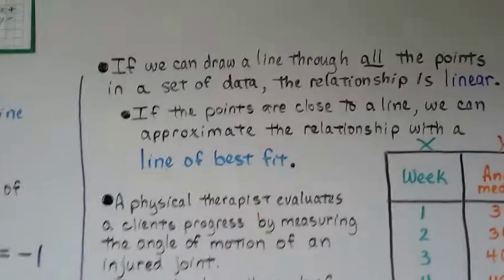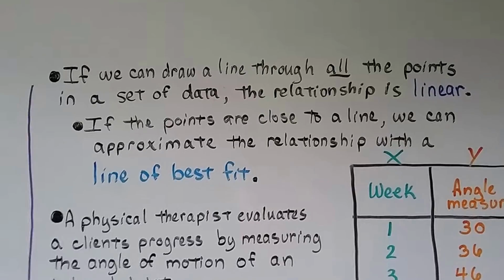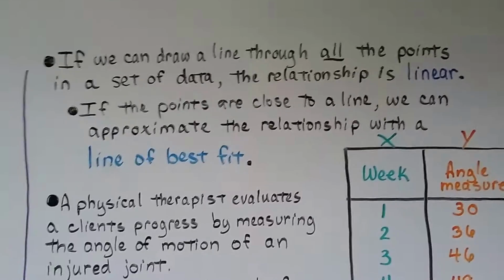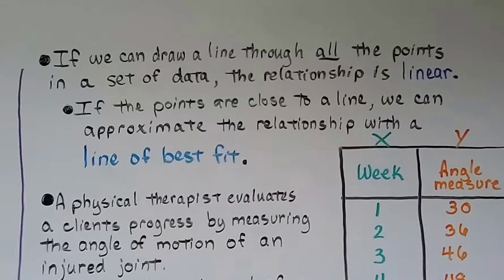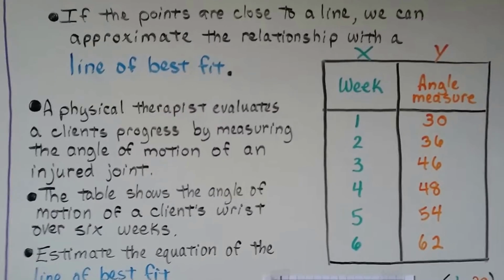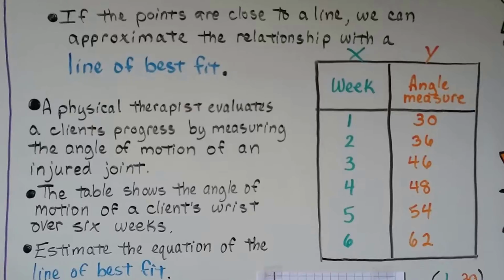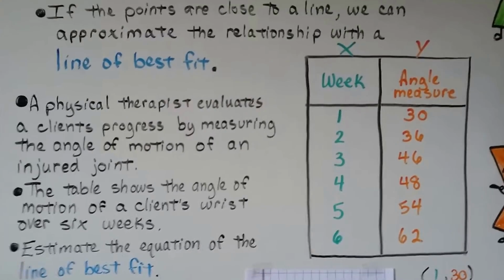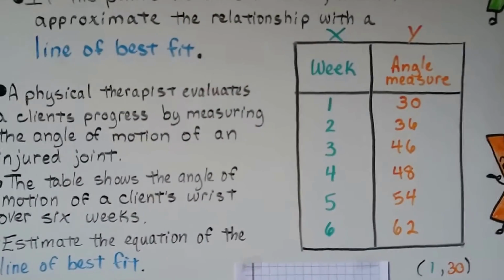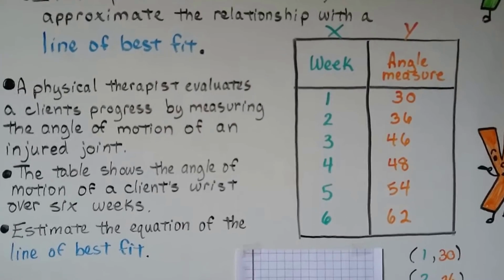If we can draw a line through all the points in a set of data, the relationship is linear. If the points are close to a line, we can approximate the relationship with a line of best fit. So maybe the points on the line are a little crooked, and it doesn't quite make a straight line, but we can do a line of best fit. A physical therapist evaluates a client's progress by measuring the angle of motion of an injured joint. It's going to be his wrist. And the table shows the angle of motion of a client's wrist over 6 weeks. So our x values are the weeks, our y values are the angle measures that he can bend his wrist. We're going to estimate the equation of the line of best fit.